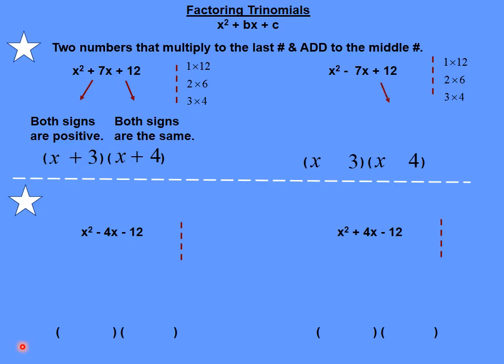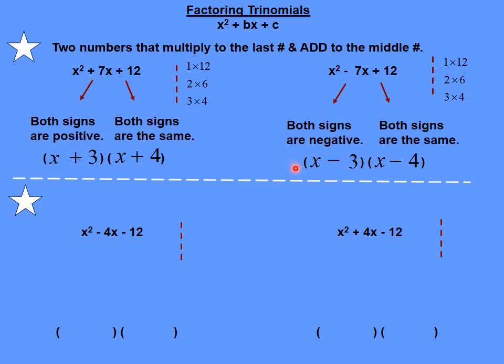Now all we have to do is figure out what the signs are in between. And this tells us again that both signs are the same. So we look over to the left, and this tells us that this time both signs are negative. So we'll put a negative in here and a negative in here, and we're done.